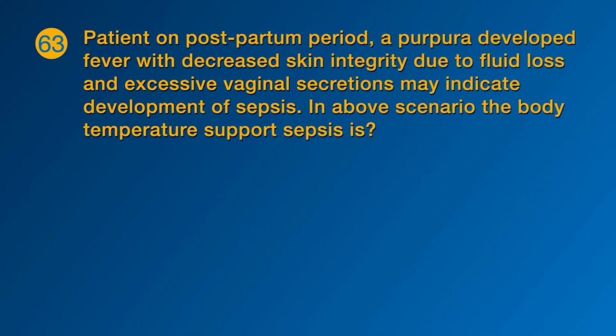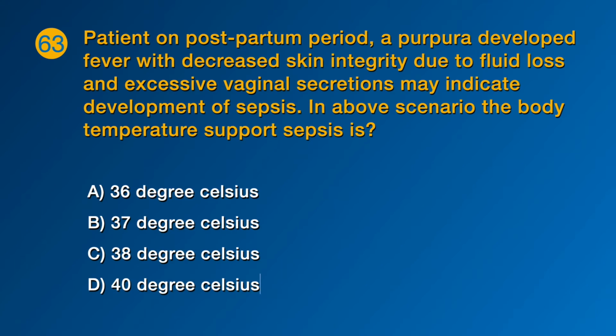Next question is, patient on postpartum period developed fever with decreased skin integrity due to fluid loss and excessive vaginal secretions, may indicate development of sepsis. In above scenario, the body temperature to support sepsis is, options are 36 degrees Celsius, 37 degrees Celsius, 38 degrees Celsius and 40 degrees Celsius. So answer is D, 40 degrees Celsius, because in infection, the body temperature will get increased.